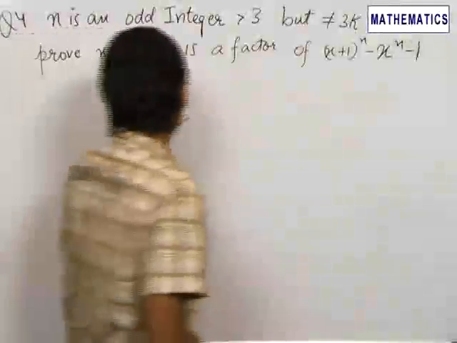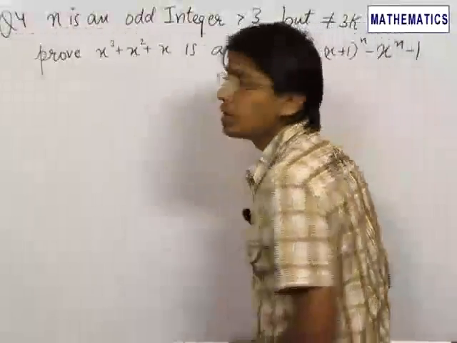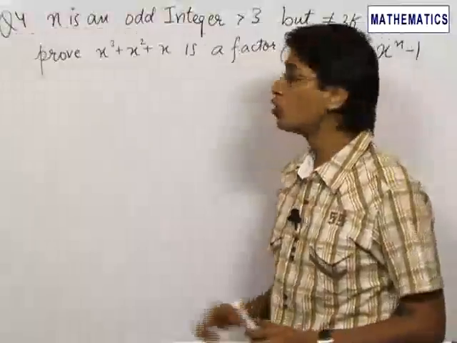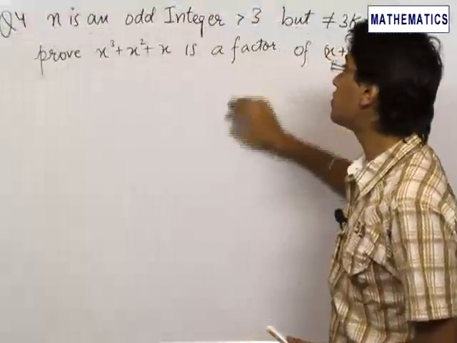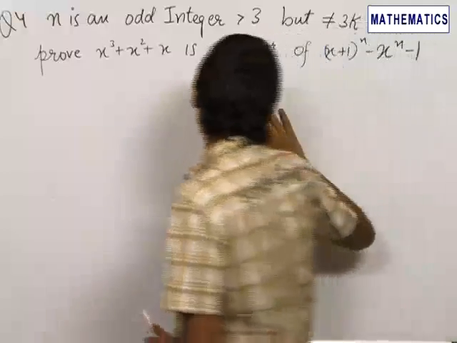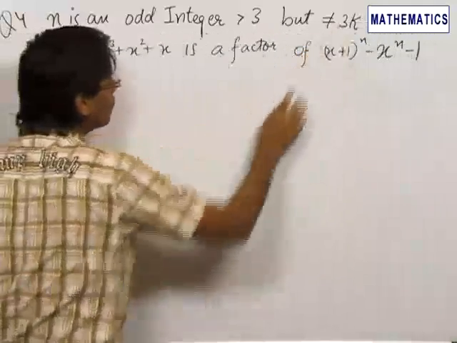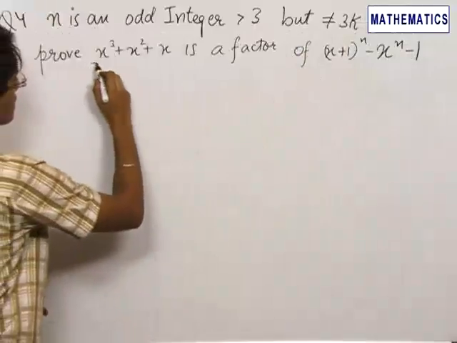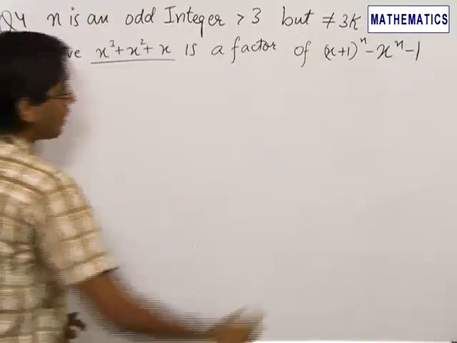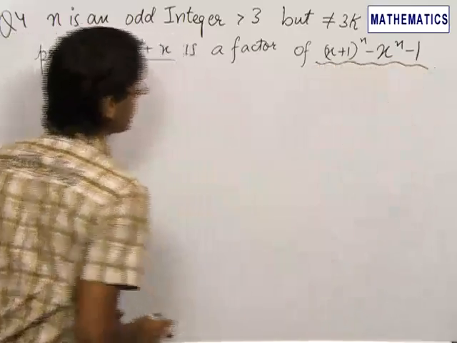Now the next problem is also an easy problem, provided you know the concepts of the cube roots of unity. We are given that n is an odd integer which is greater than 3, but n is not of the form 3k, that is, it is not a multiple of 3. We need to prove that x cube plus x square plus x is a factor of this expression.